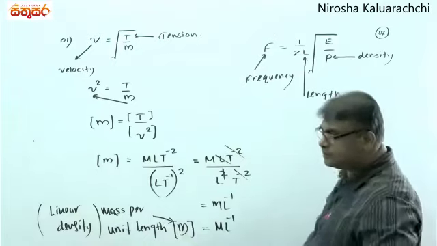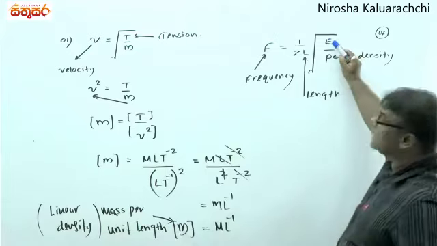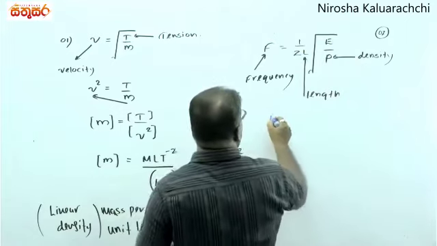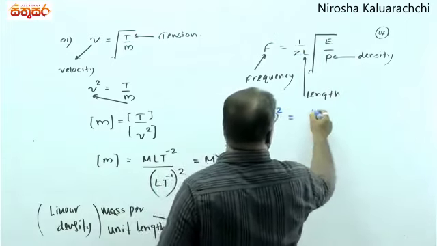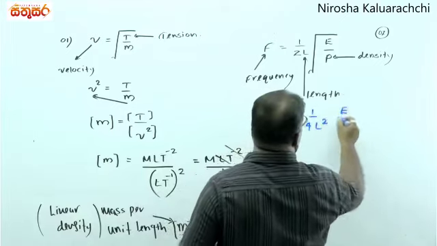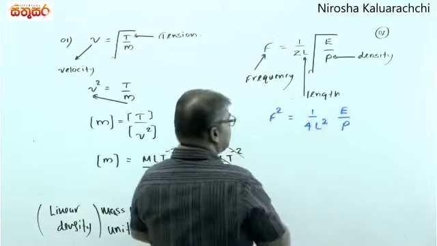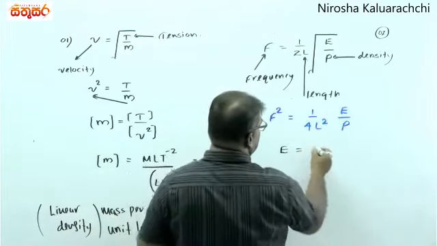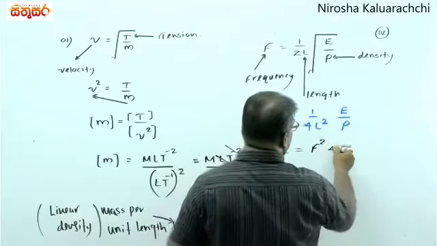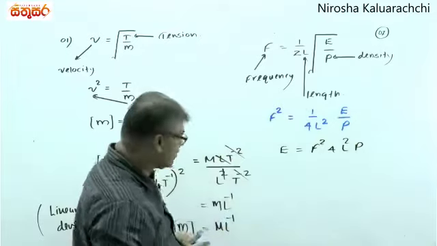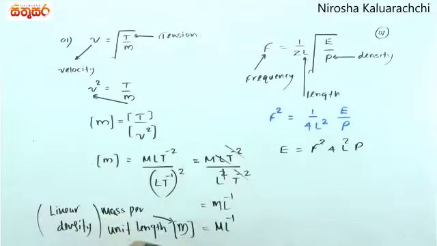Enough time. We need this one, both sides squared. It's f squared equal 1 over 4 L squared E over rho. Then subject E becomes f squared 4 L squared rho. Then we have E now.